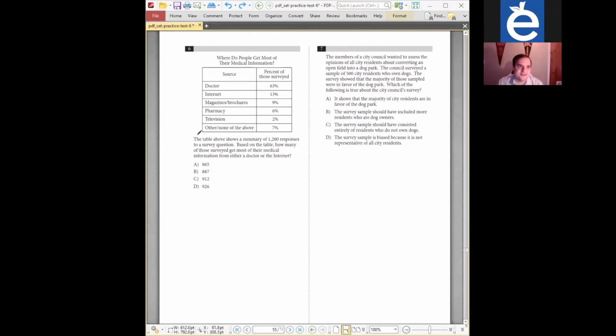Question number 6. The table above shows a summary of 1,200 responses to a survey question. Based on the table, how many of those surveyed get most of their medical information from either a doctor or the internet? All right, so it's asking how many of those surveyed. So now the survey here, we do want to check in. So this is about most, right? It does say where they get most of their information. So it's 63% is from a doctor, 13% is from the internet.